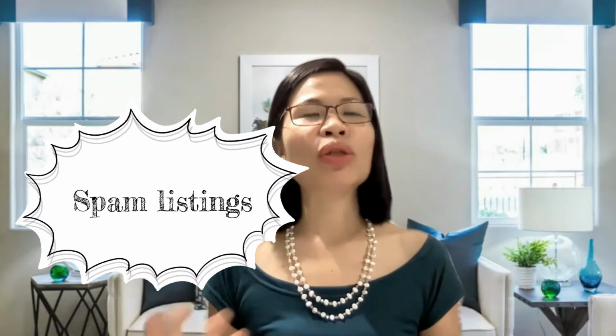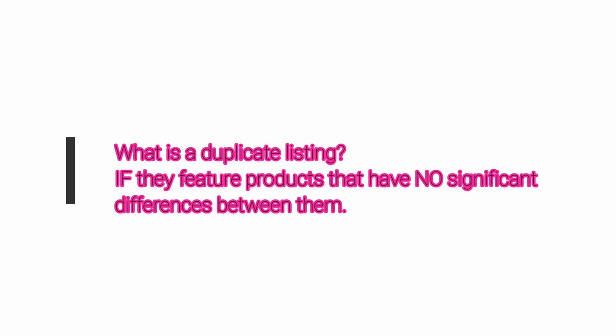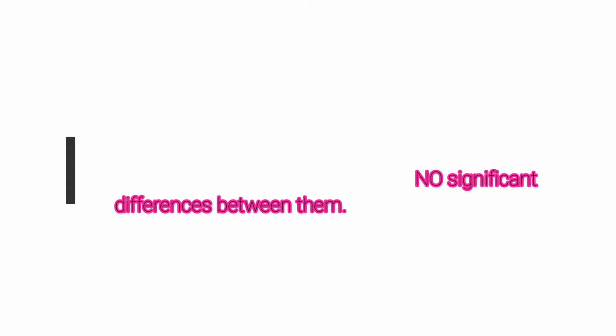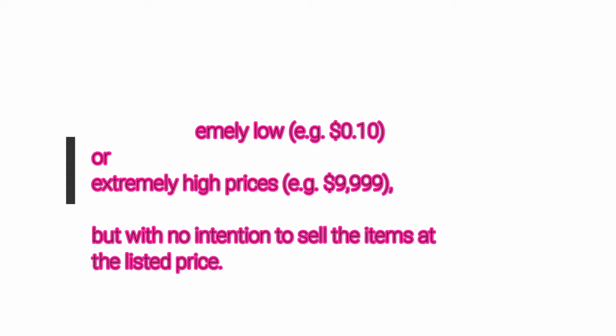Mistake number 1, spam listings. Spam listing includes duplicate listing and price spam listing. Let me explain what is duplicate listing. Listings are considered duplicate if they feature products that have no significant difference between them. Duplicate listings are strictly prohibited and will be deleted by Shopee. What is price spam? It refers to any listing that is extremely low or extremely high in price, but with no intention to sell the item at the listed price.